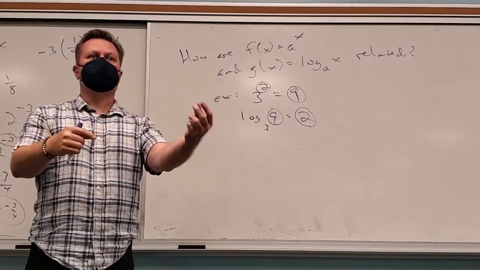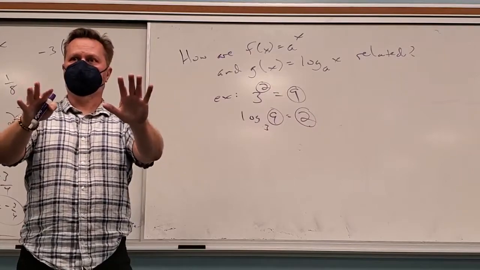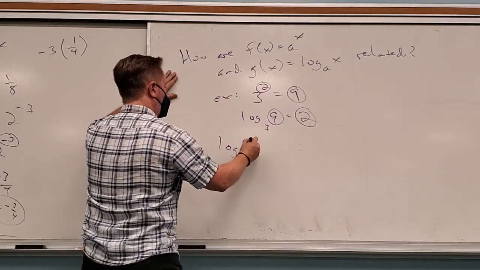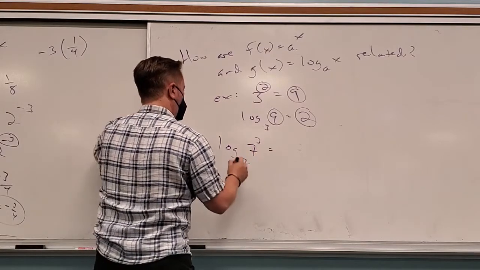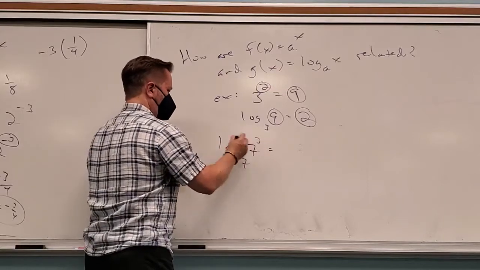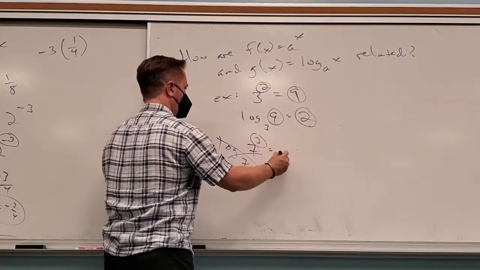Whatever one does, the other one will undo it. So if I had log base 7 of 7 cubed, these kill each other. So the answer is 3.